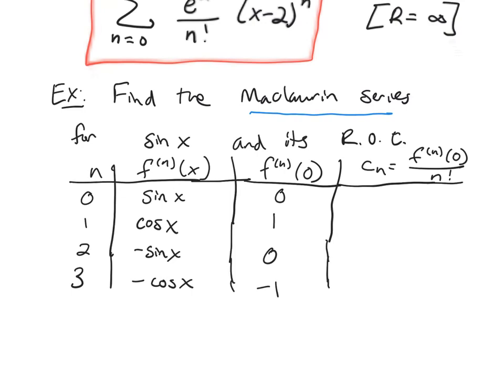Let's move on to the fourth one. We just divide each one of these by n factorial. So I'm going to have 0 over 0 factorial, which is 0. I do simplify if the coefficient is 0. Okay. 1 over 1 factorial, I'm going to leave that alone. 0 over 2 factorial, that's 0. And then negative 1 over 3 factorial, and I'm going to leave that alone.